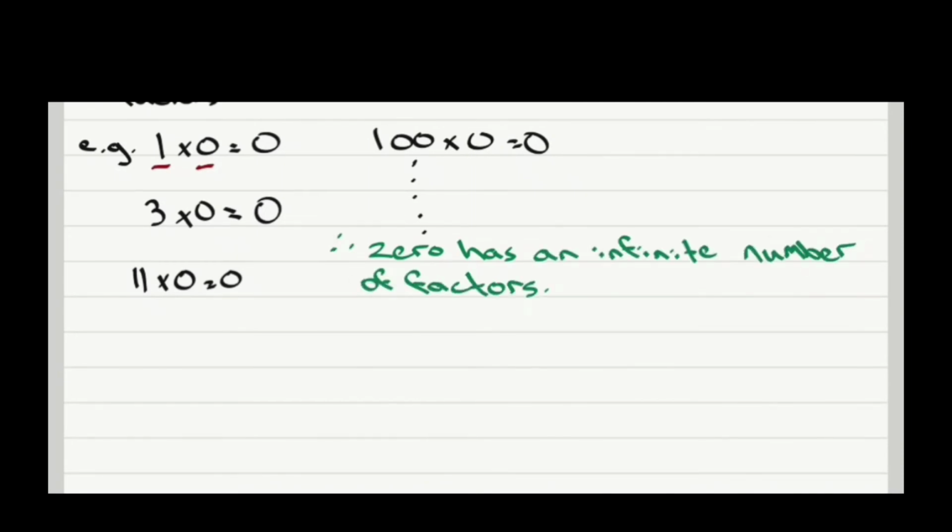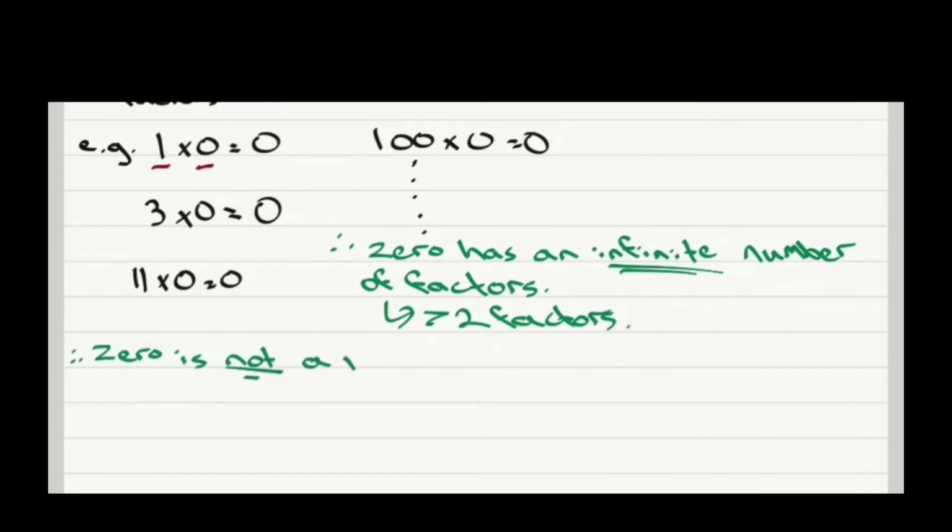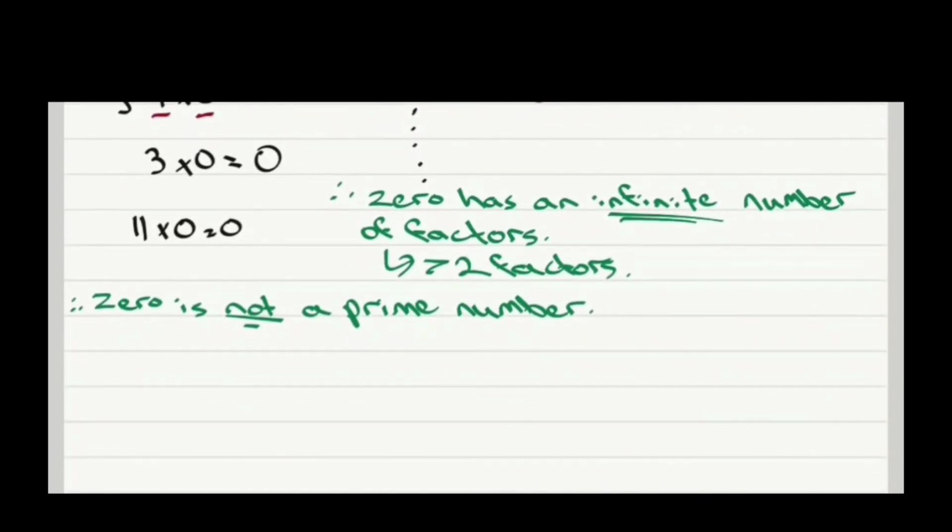The key word in this conclusion is infinite. This means that 0 has more than two different factors. Therefore, 0 is not a prime number, since prime numbers only have two factors. This raises the question whether 0 is a composite number. Well, we have to go back to the definition of a composite number. A composite number is a number that has more than two different factors. 0 does indeed have more than two different factors, but these factors are infinite.